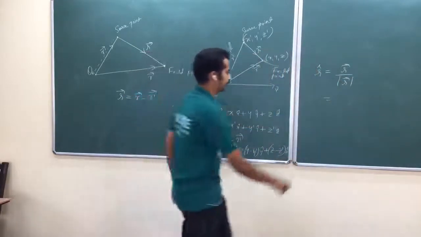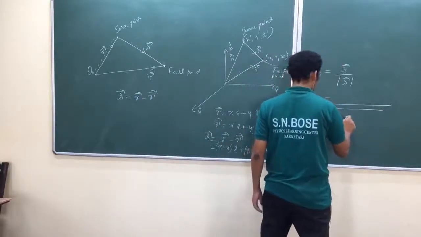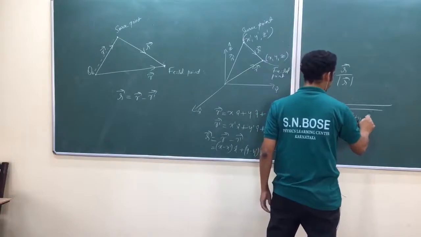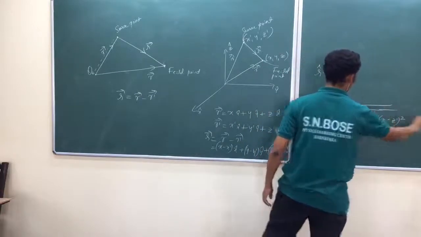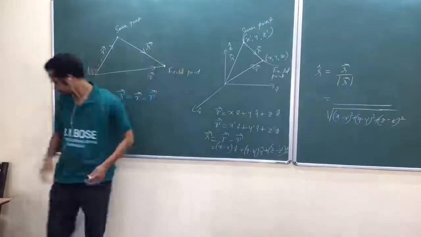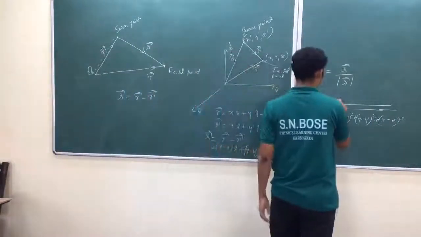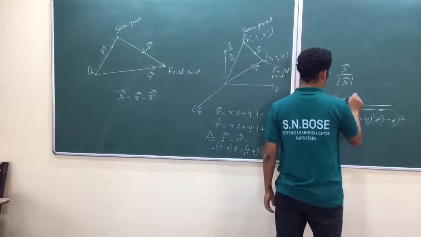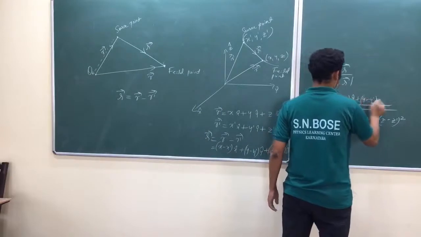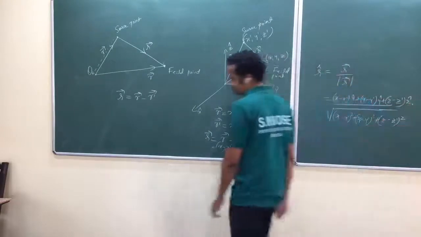You can write it as, just write down this one. What is the mod of r vector? Root of x minus x prime the whole square plus y minus y prime the whole square plus z minus z prime the whole square. In the numerator, x minus x prime into x cap plus y minus y prime into y cap plus z minus z prime into z cap.